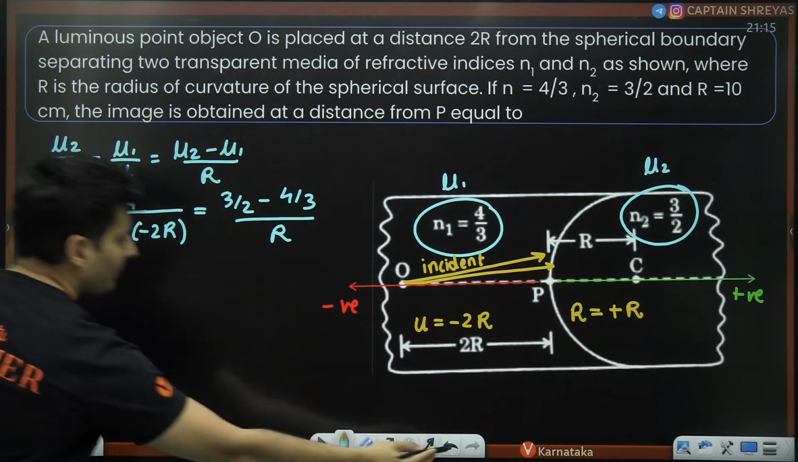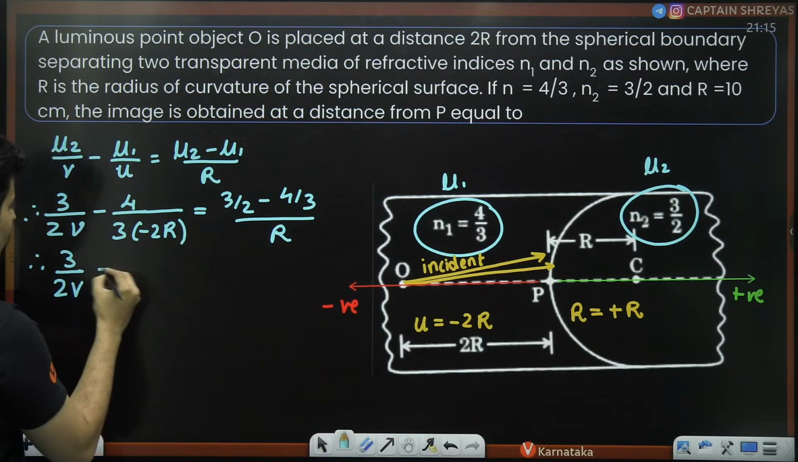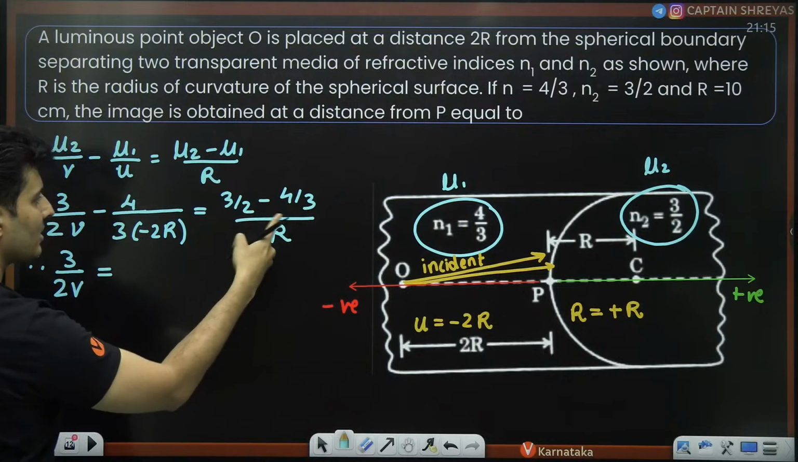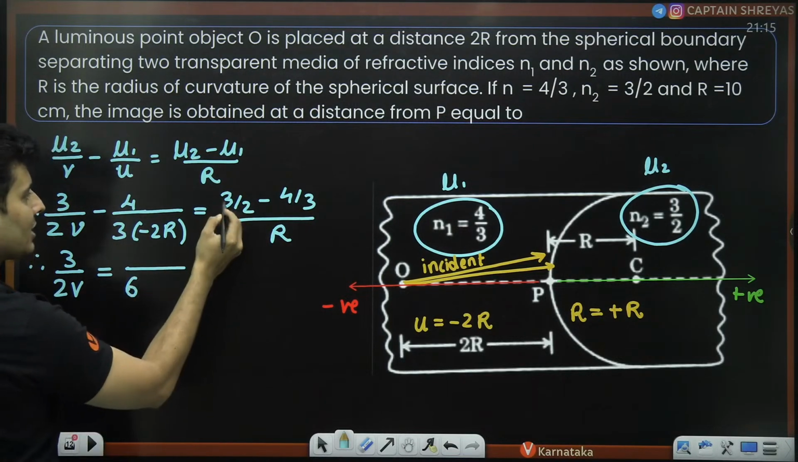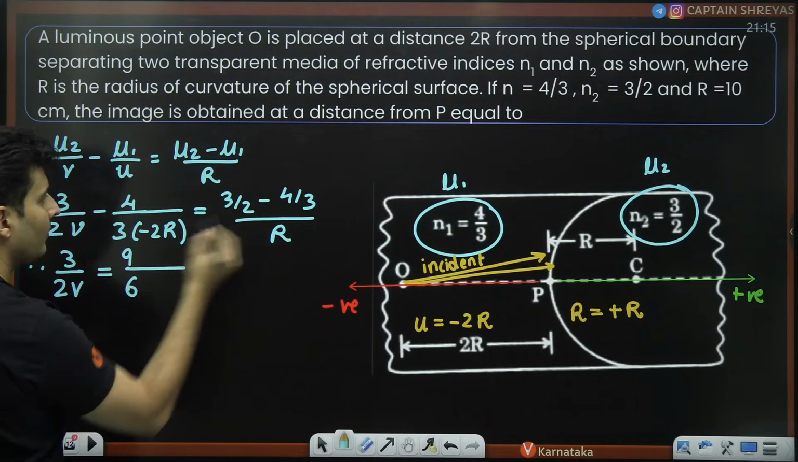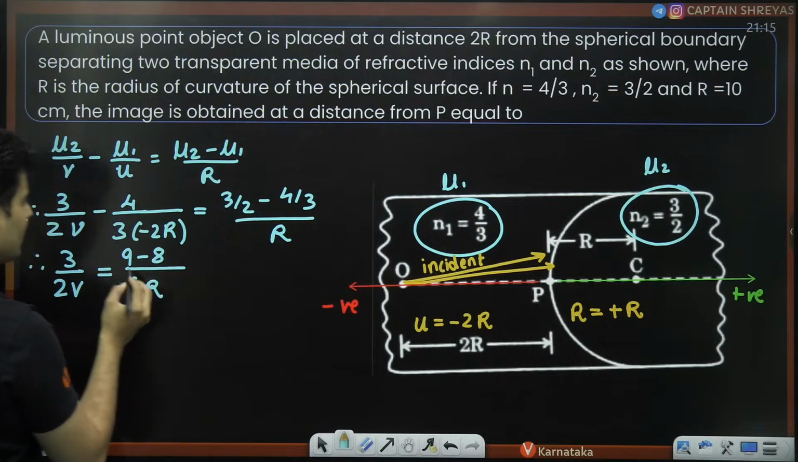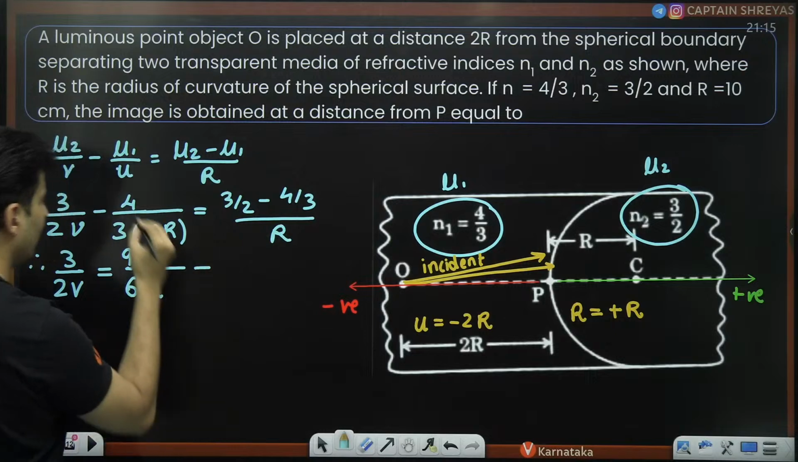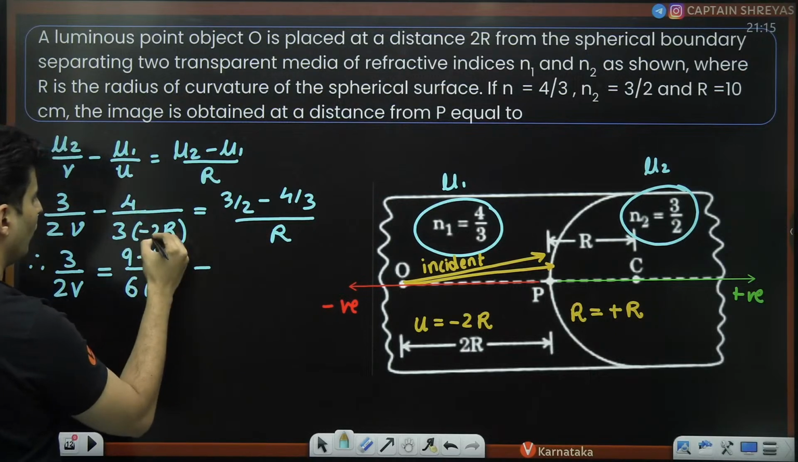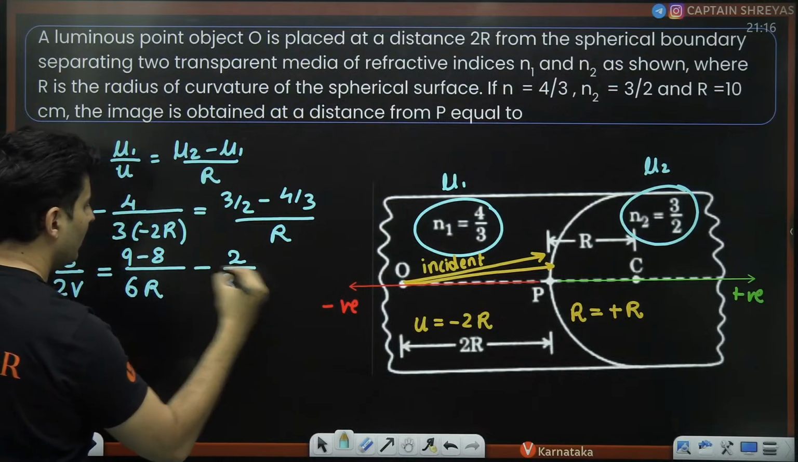3 by 2v. Now here, this is 3 by 2 minus 4 by 3. We'll take the LCM. The LCM of 2 and 3 is 6. So 3 multiplied by 3, 9. 4 multiplied by 2, 8. And obviously this r remains. Minus minus is plus. Take it on the other side, it will become negative. So 4 and 2 cancel, it will become 2, and then 3r over here.